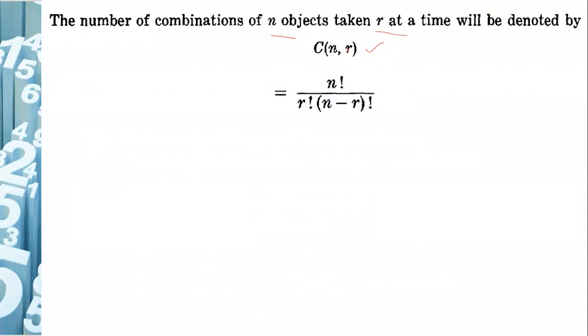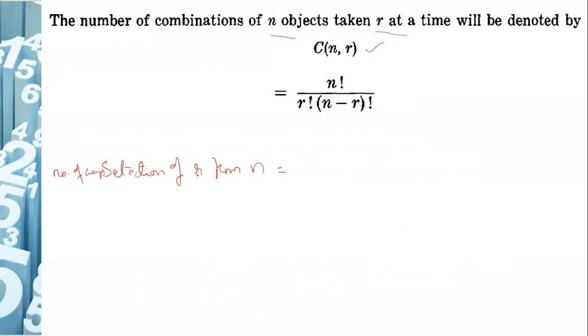In other words, the number of ways of selecting R objects from n. Try to get these words: number of ways of selecting R objects from n, selection of R from n. So it is selection. Selection of R from n, number of ways. So how many ways? Number of ways, that is the word.